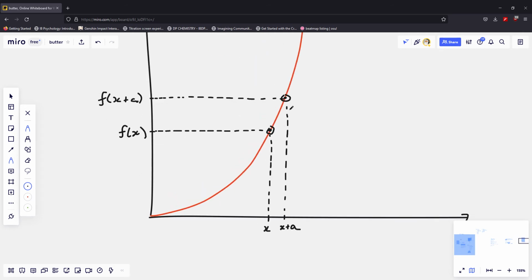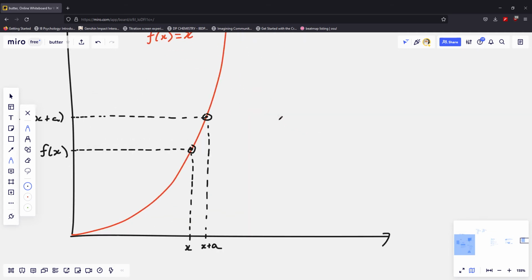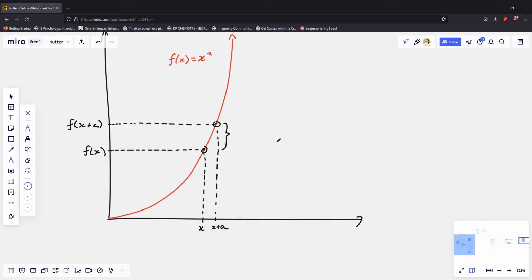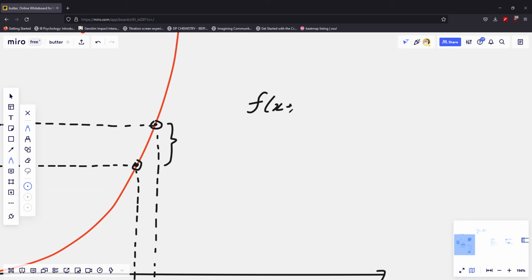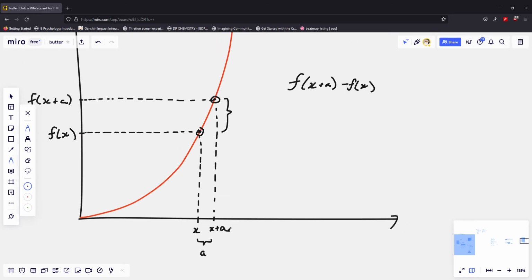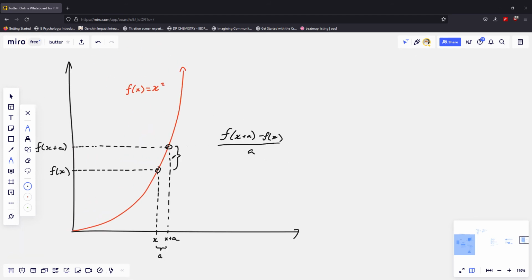Now, let's say we wanted to find the slope between these 2 points. A linear function that passes through these 2 points, let's find the slope of that. How do we do that? Well, remember that slope is rise over run? So let's just find the rise. What's the rise here? This is f of x plus a, which is the higher point, minus f of x. And we're going to divide this by the run. What's the run? It's just a, because this point is a ahead of x. So this is going to be over the run, which is a. Great. So this here defines the slope between these 2 points.